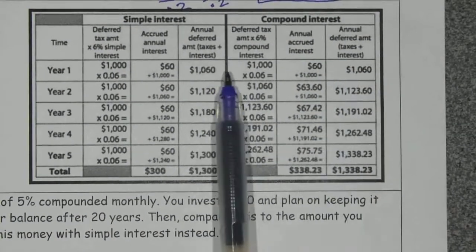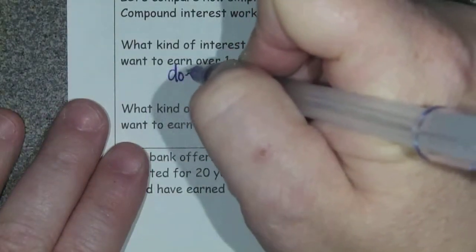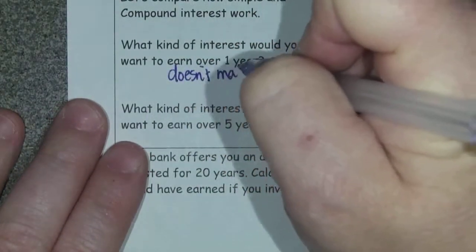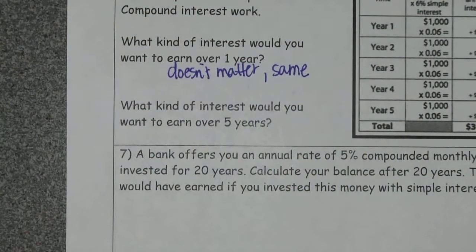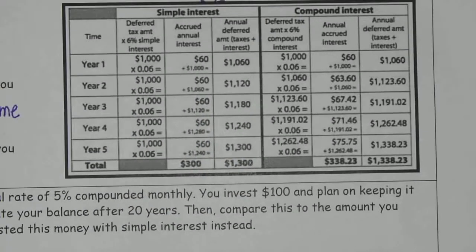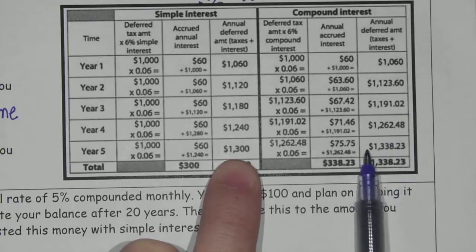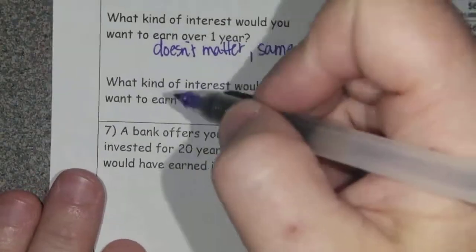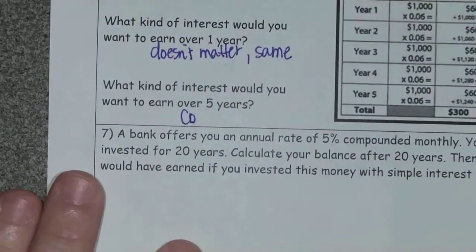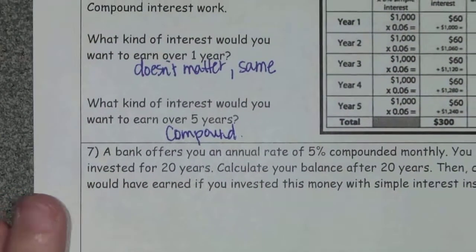Well, over 1 year, would it matter? It wouldn't matter, right? I would just put that it doesn't matter because they're the same. Oh, you're right. Okay. But what kind of interest would you want to earn if you were going to have interest paid to you for 5 years? Compound, because you're going to get interest on your interest. That's how compound interest works. So it kind of is just a problem to show you that compound interest grows faster if we're getting paid the same percent of money.